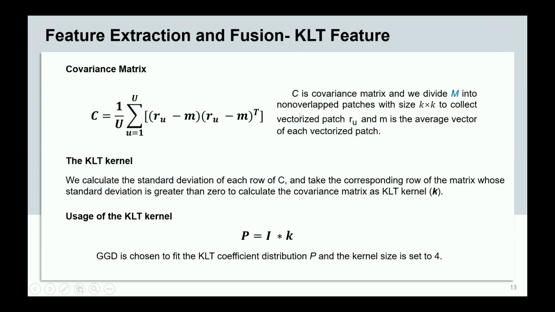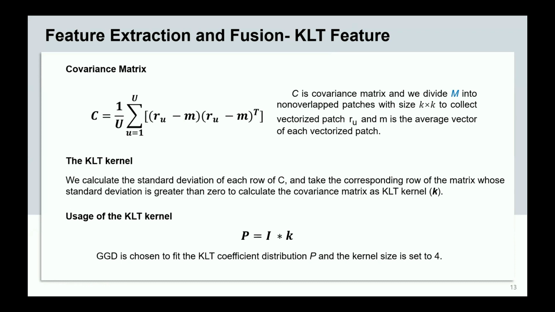Here comes the Karhunen-Loève transform, called KLT feature. KLT is a data-driven feature extractor. First, we calculate the covariance matrix. C is the covariance matrix, and we divide the image into non-overlapped patches, where M is reused in the MSCN feature, with size K by K to collect vectorized patches, and M is the average vector of each vectorized patch.